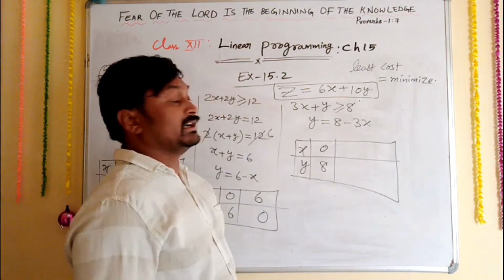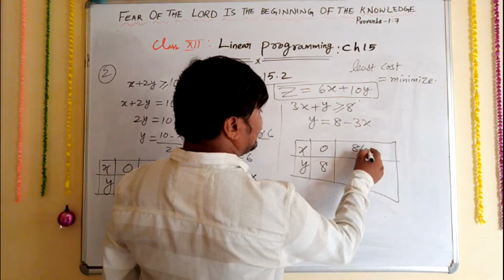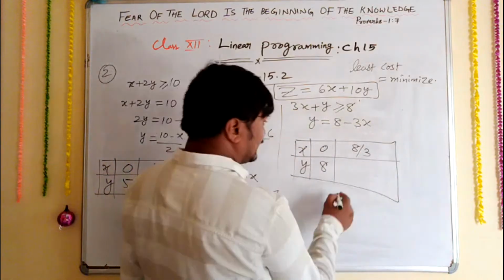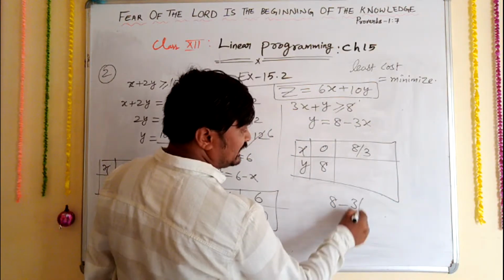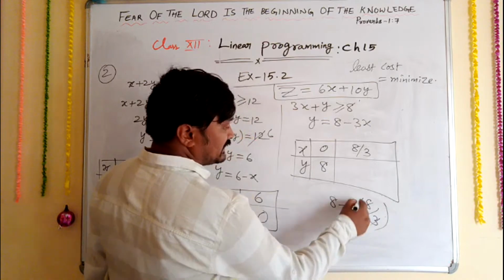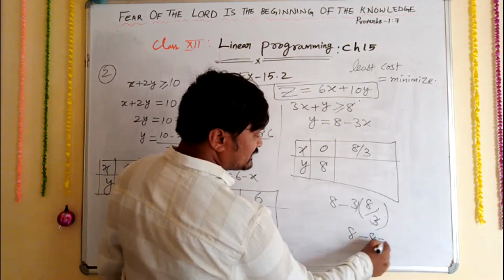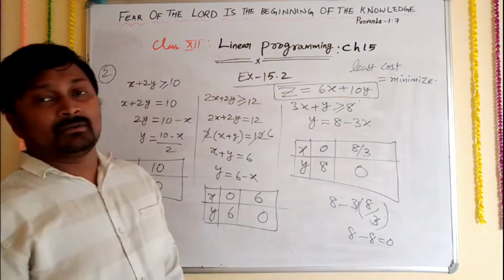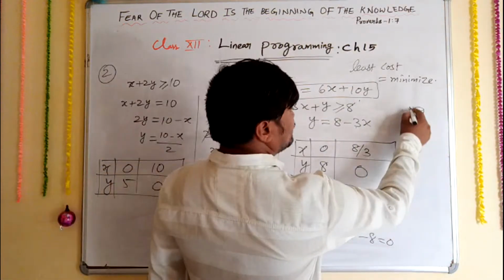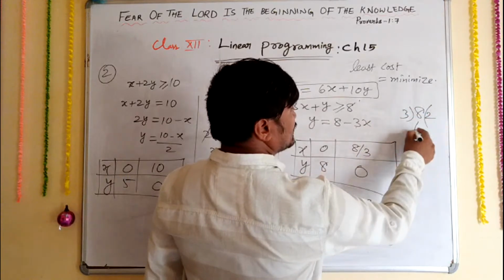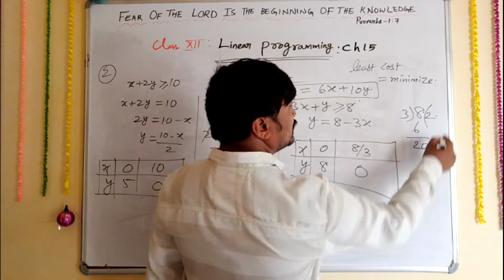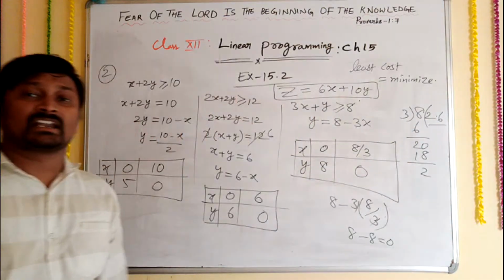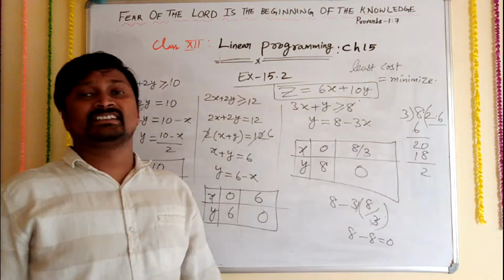What can I do here? Take X as 8 upon 3. When you take this as 8 upon 3, the 3 gets cancelled. You just observe now, 8 minus 3 into 8 upon 3, the 3 gets cancelled, 8 minus 8 is equal to 0. So that it is 0. Then 8 upon 3, do a normal division and find the answer. 3 2s are 6 and 2, 3 6s are 18 and so on. So that is 2.6 recurring, which you can take as 2.7.